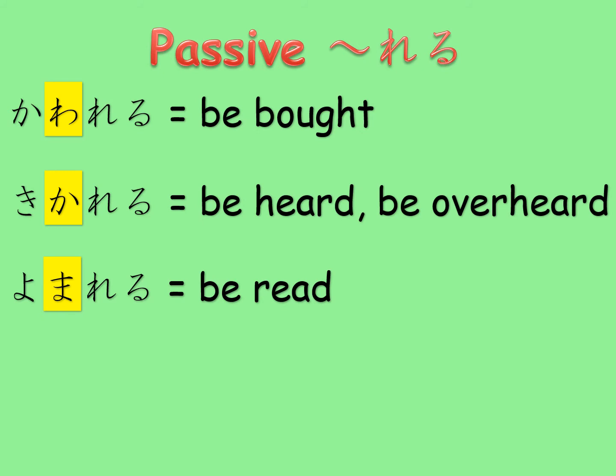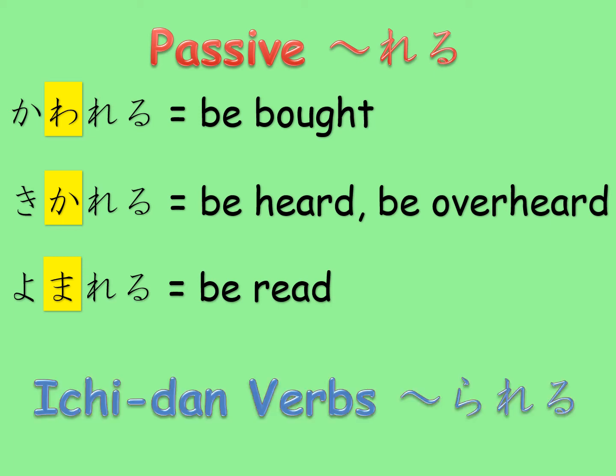When the auxiliary verb reru is added, it becomes passive, which means something is done to the subject of the sentence. The nuance of passive sentences in Japanese is very different from that in English, so you need great care when you try to use this pattern. For ichi-dan verbs, you need to add rareru to make them into passive.